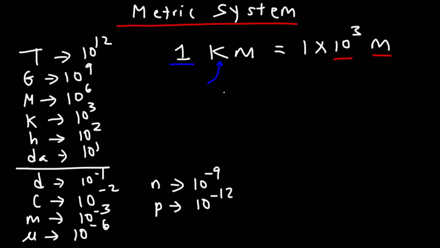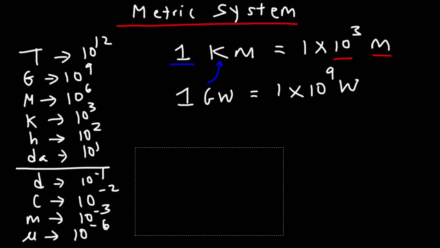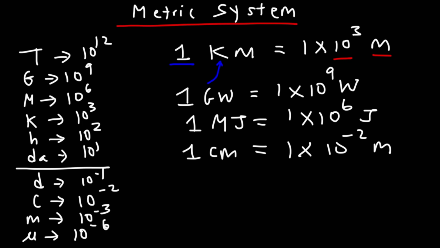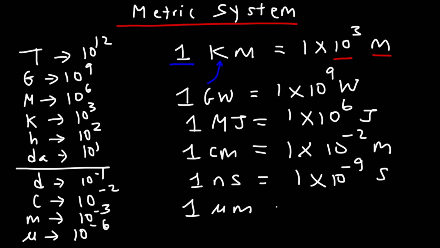So let me give you some examples. 1 gigawatt is equal to 1 times 10 to the 9 watts. Let me remove this. Hopefully you wrote that down. A megajoule is equal to 1 times 10 to the 6 joules. 1 centimeter, centi is 10 to the minus 2, so 1 centimeter is going to be 1 times 10 to the minus 2 meters. A nanosecond, nano is 10 to the minus 9, so it's going to be 1 times 10 to the minus 9 seconds. A micrometer is 1 times 10 to the minus 6 meters.